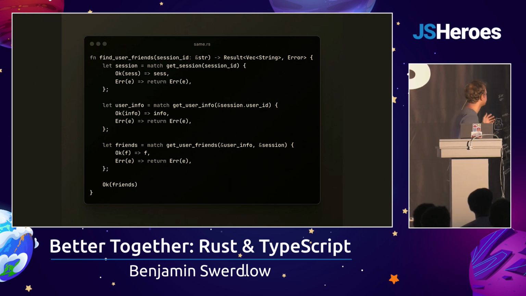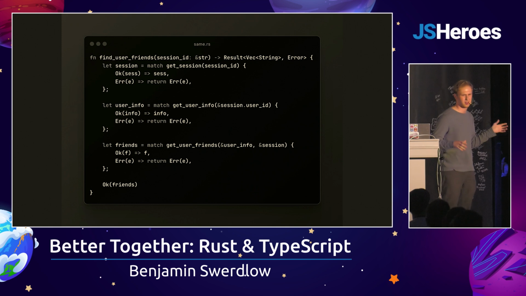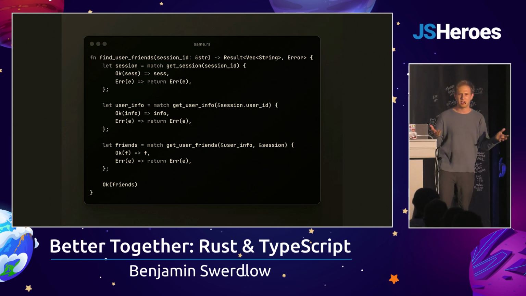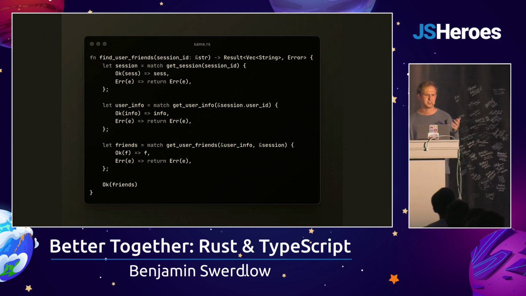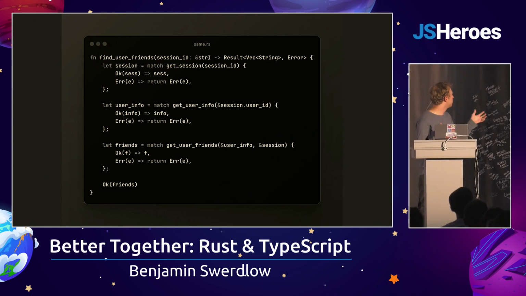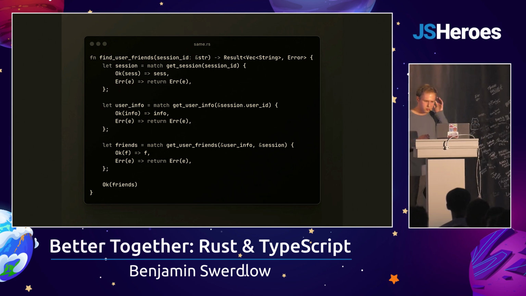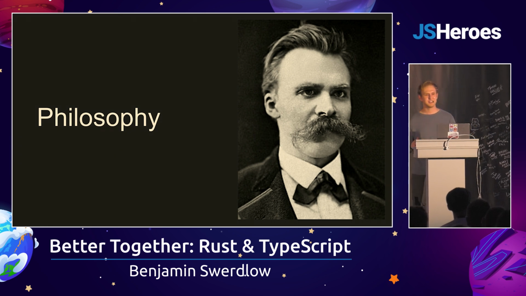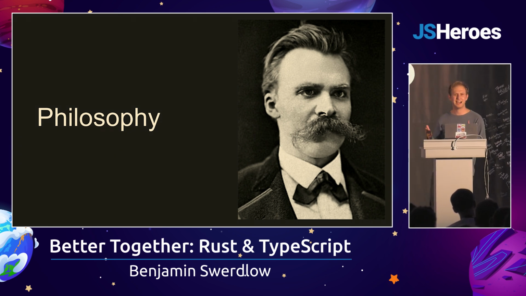But I want to emphasize the philosophical difference behind writing this code and the thought behind it. So this match statement is the same as a JavaScript switch, except it uses patterns instead of values. So we match the session, and if it's OK, we take that session and we put it into that value. And if it's error, we do that error. And we go through that with the user info, and finally the friends before we return the friends. And what I really want to emphasize here in this big philosophy is that the error is a first-class citizen.